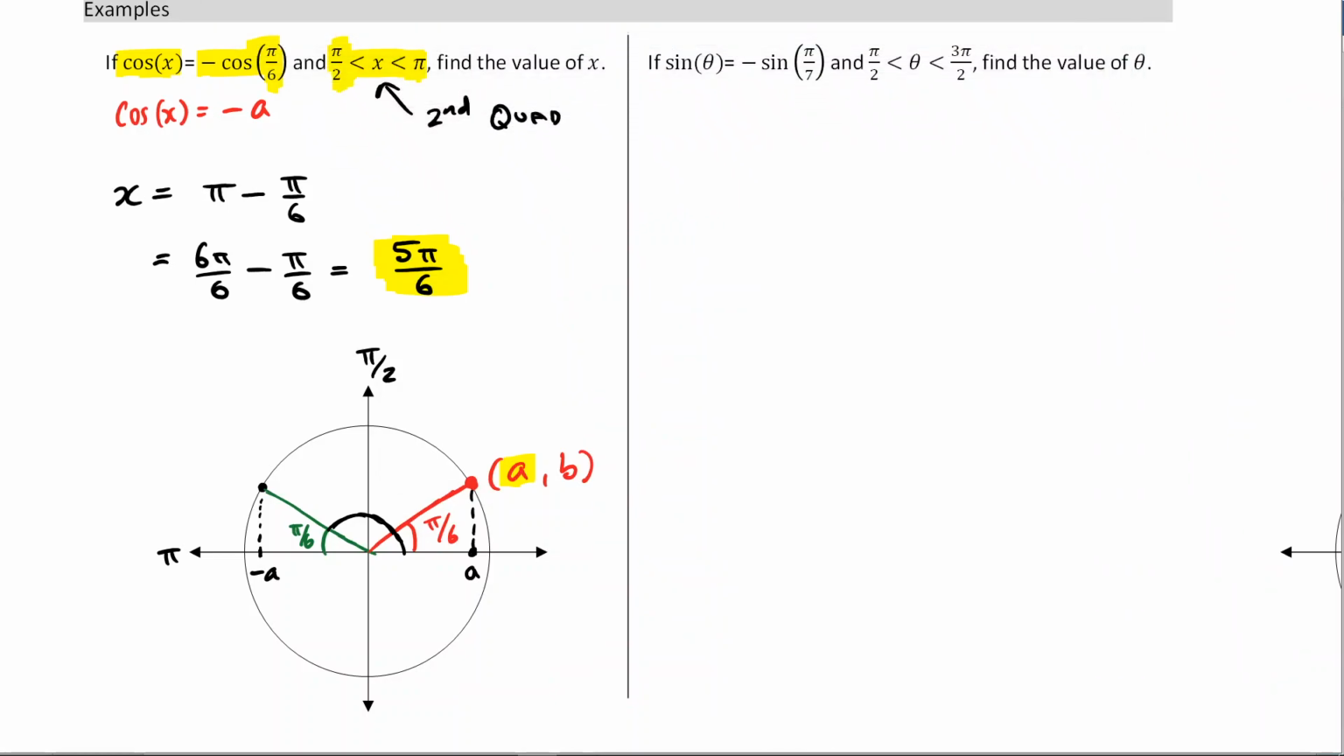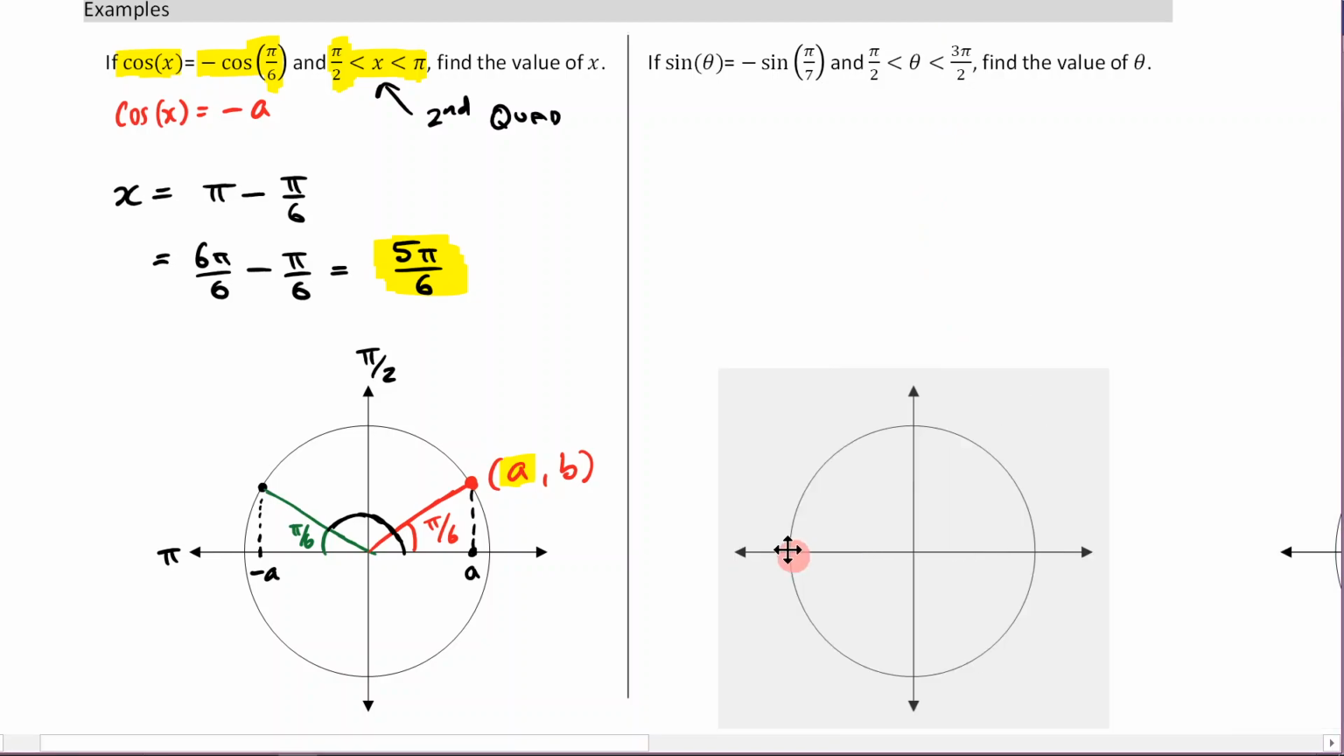Let's now go on to the next one, which is a little bit more challenging. So again, even before we look at anything, let's just bring across a unit circle. So just quickly sketch a unit circle for yourself, and you might find that this is just a more doable question. Okay, so it says if sine of theta is equal to negative sine pi on 7, and this is our domain, find the value of theta.